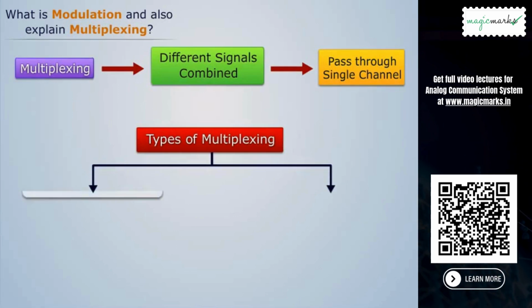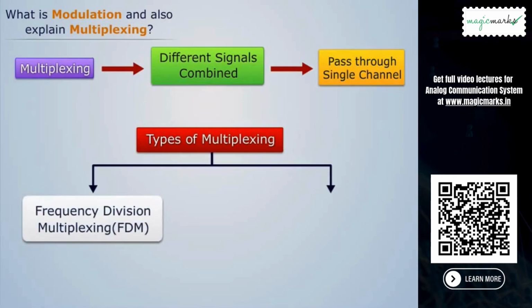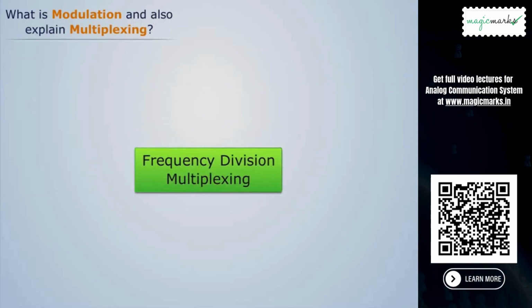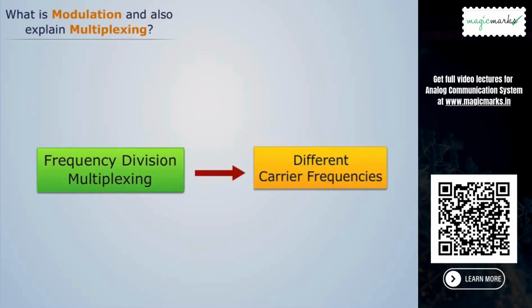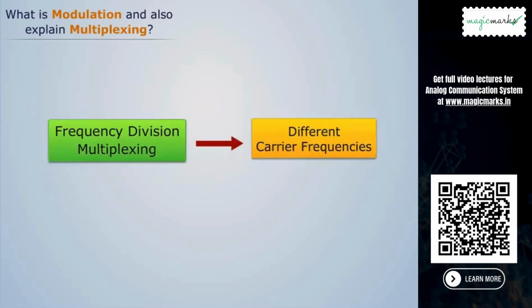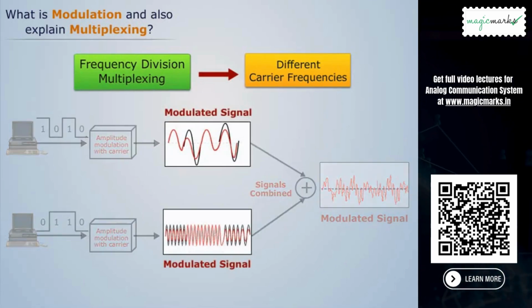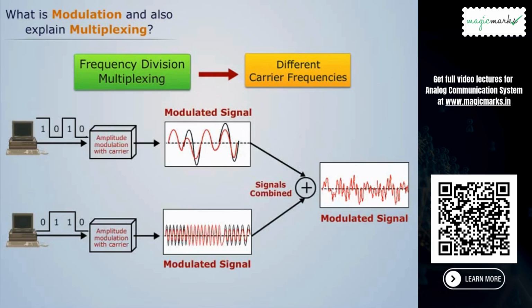Multiplexing is of 2 types: frequency division multiplexing and time division multiplexing. In FDM, signals generated by each device modulate at different carrier frequencies. The signals with different carrier frequencies from different systems are combined at the adder to form a single signal for transmission. The signals are modulated to provide strength to them for large distance transmission.